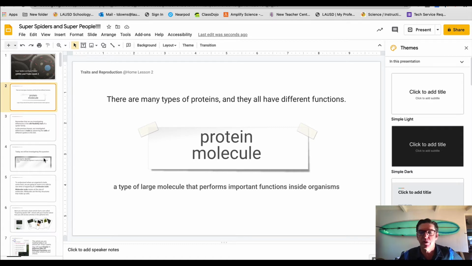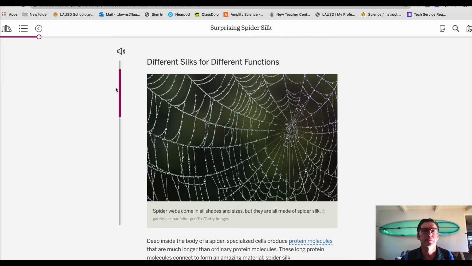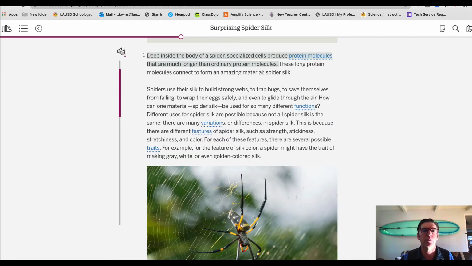Well, let's get to our article. After this article, I'm going to leave a section of the article on the page. You are going to create a top slide, and I will guide you through what I want. You're basically going to take two notes about protein molecules. We're going to look for information about protein molecules and how they impact silk. So as we read this article, pay attention. Let's do it. Just follow along on the screen.